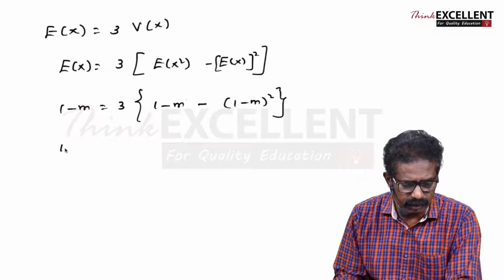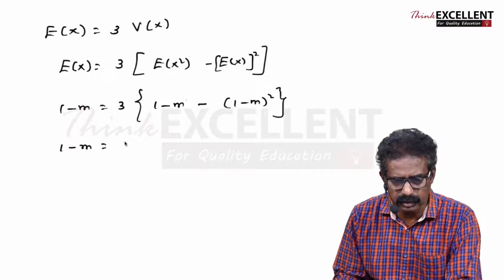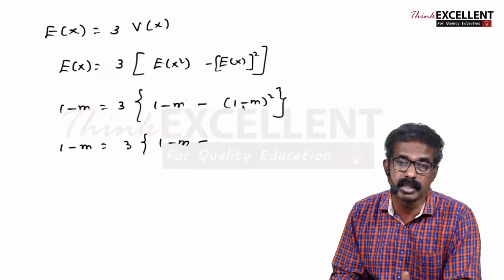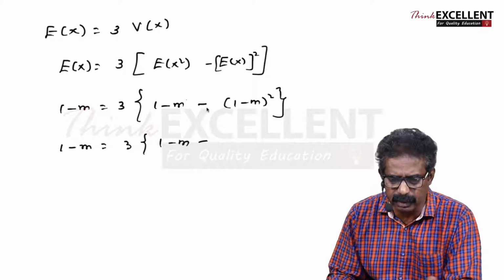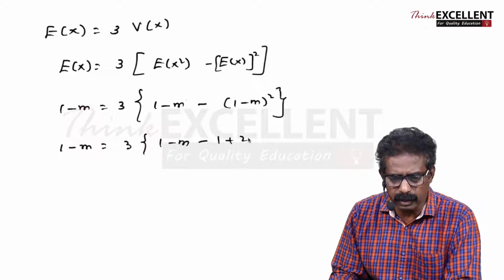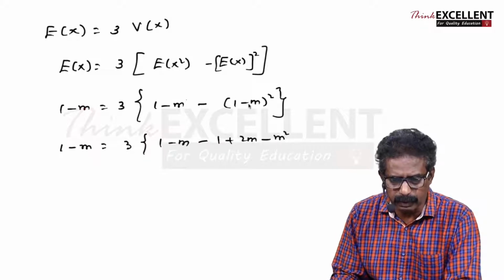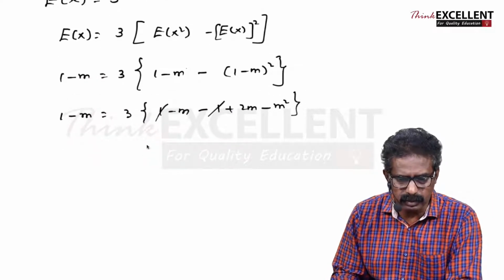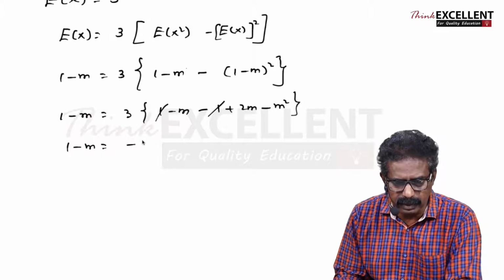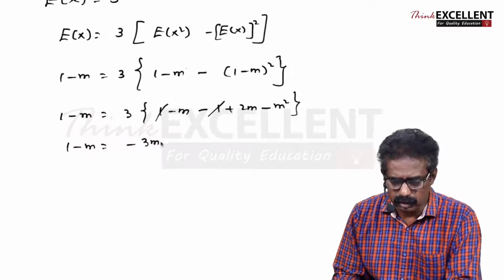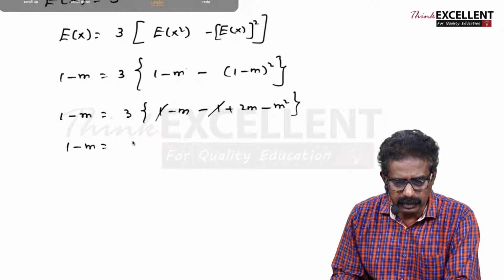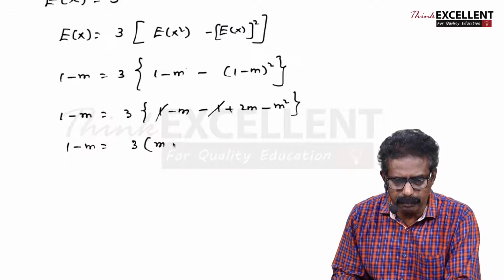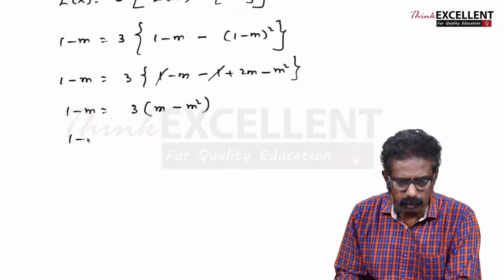If you simplify, 1 minus M is equal to 3 into 1 minus M minus of A minus B the whole square. A square minus 2AB plus B square. But outside a minus is there, so minus 1 plus 2M minus M square, actually plus M square, but outside minus. So plus 1 and minus 1 you cancel. 1 minus M equal to 3 into 2M minus M is M minus M square. So 1 minus M equal to 3M minus 3M square.